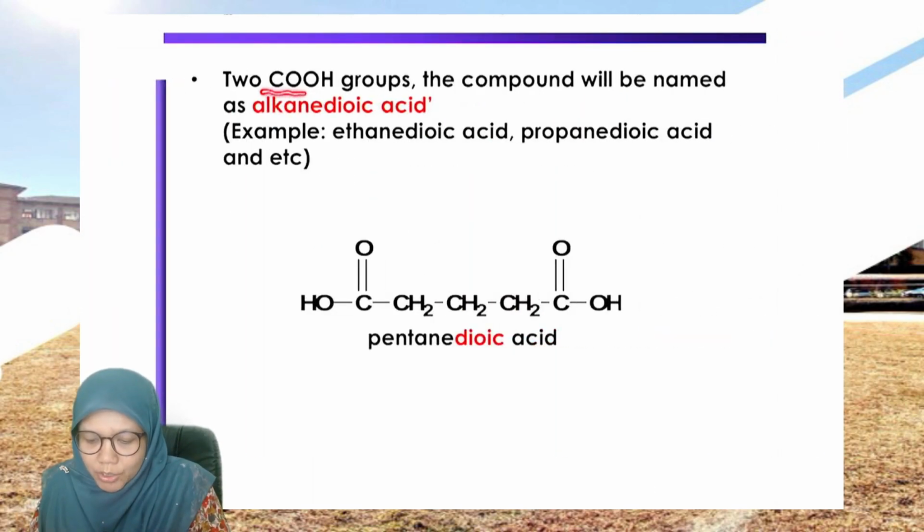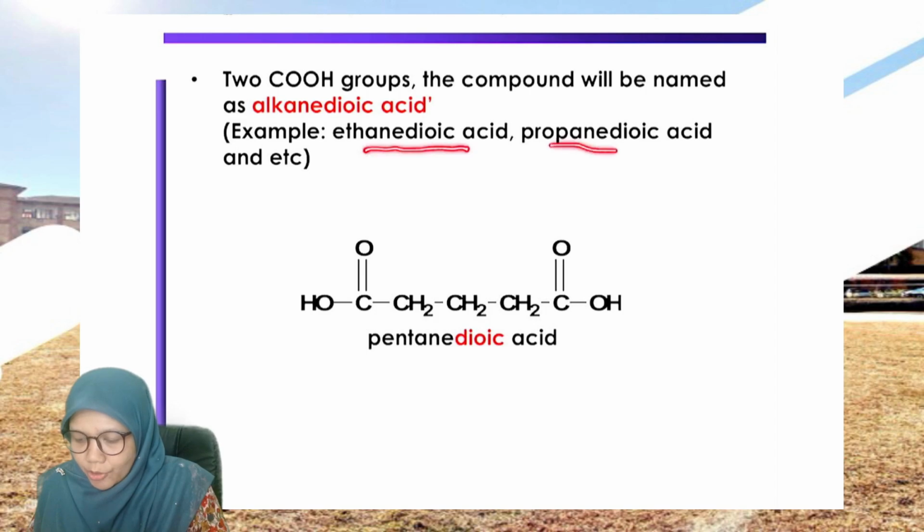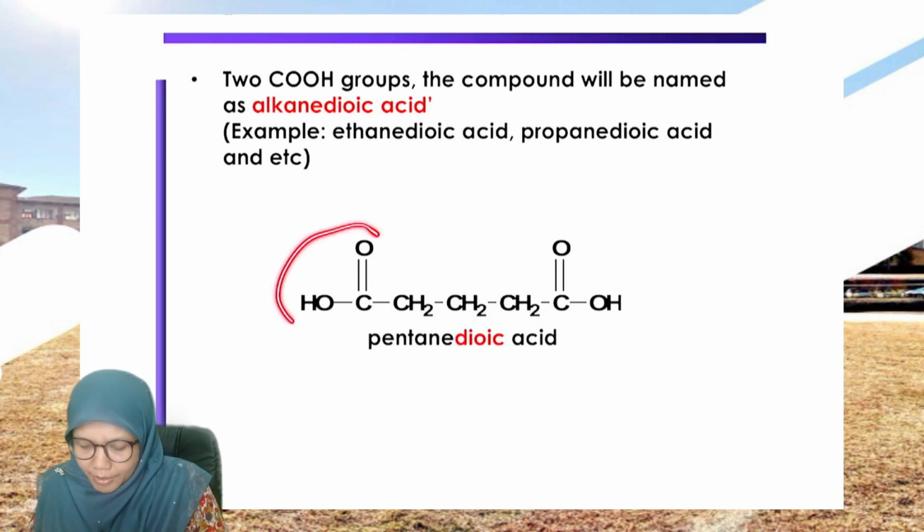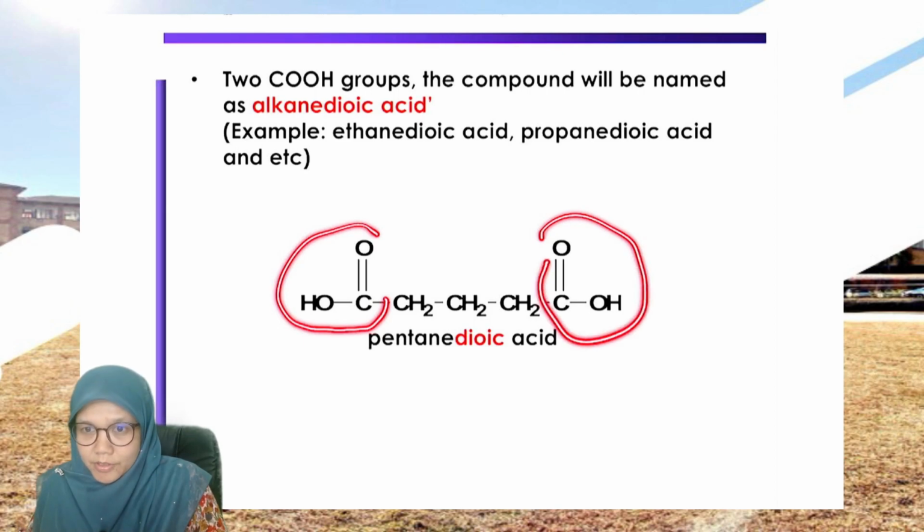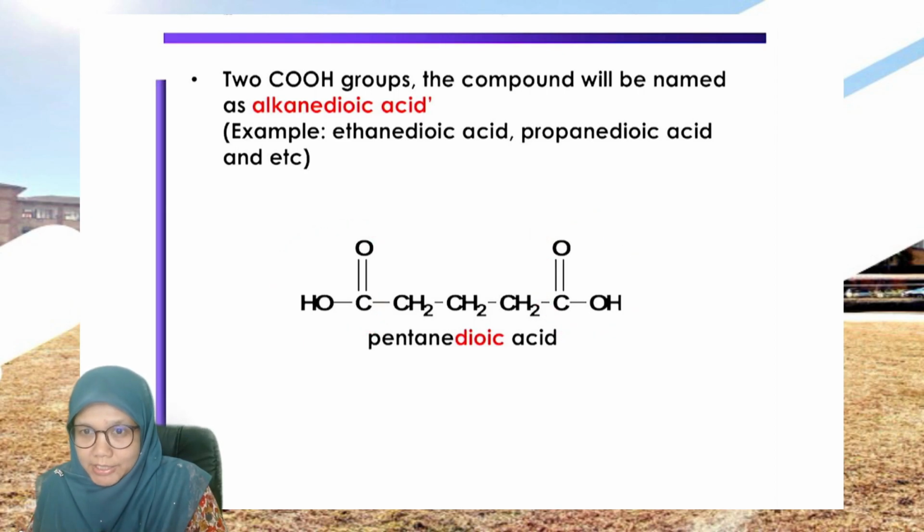If there are 2 COOH groups, the compounds will be named as alkane dioic acid. Example, ethanedioic acid, propanedioic acid, and the others. Look at this example. We have carboxyl group at both ends. Because the longest continuous chain has 5 carbon, 1, 2, 3, 4 and 5 carbon, the name of this compound is pentanedioic acid.